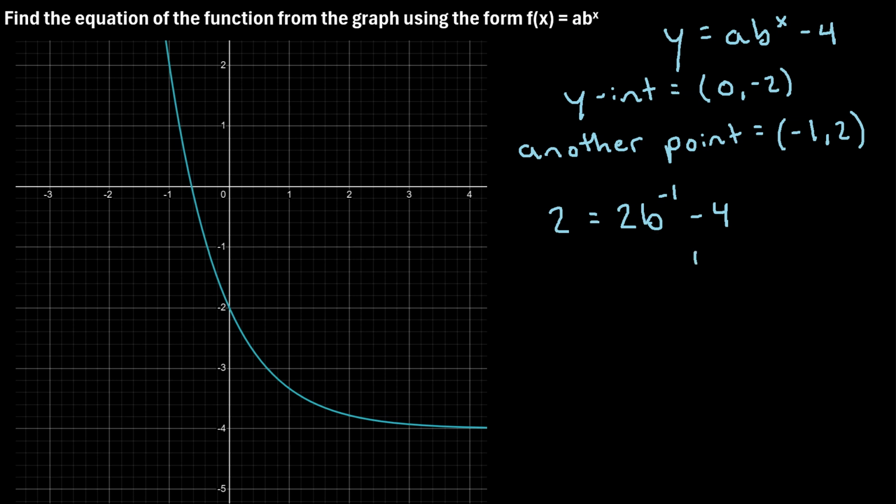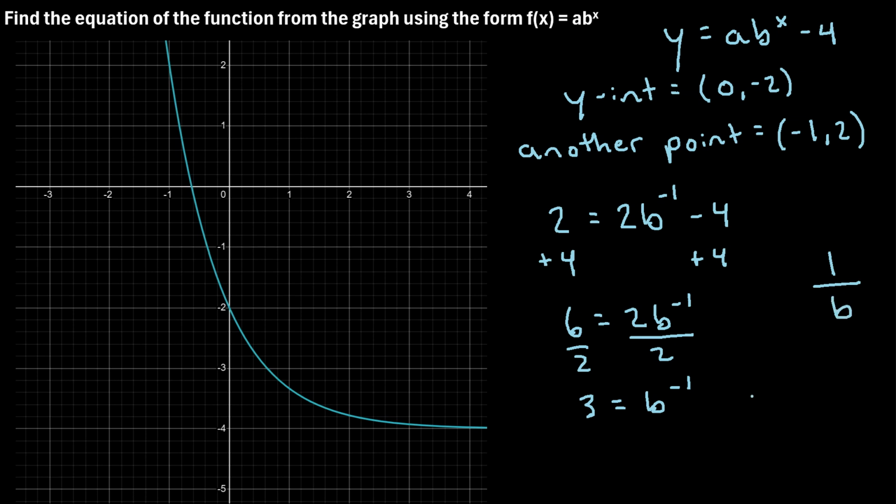So we're trying to solve for b, so we could add a 4 to each side to start with. So 2 plus 4 is 6, so we get 6 is equal to 2 times b to the negative 1. We could then divide both sides by 2. So 6 divided by 2 is 3, so we get 3 is equal to b to the negative 1. Now, b to the negative 1 is the same as 1 over a positive b. So if we want, we can write this as 3 over 1 is equal to 1 over b. And now to solve for b, we can just cross multiply. So we get 3 times b is equal to 1 times 1. So 3b is equal to 1. And then to solve for b, we can divide both sides by 3. And we'll find that b is equal to 1/3.